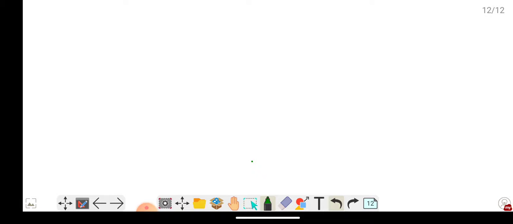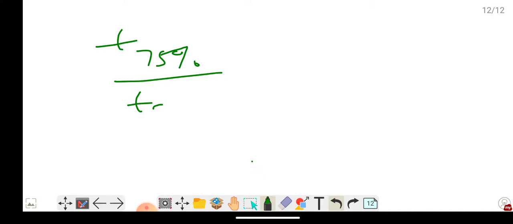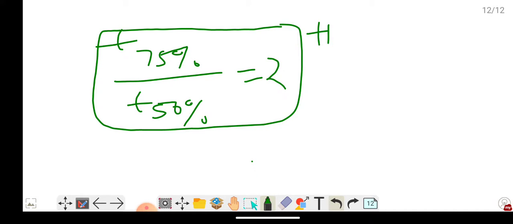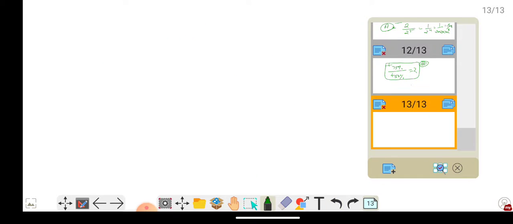Now, as we know that for a first order reaction, after calculating from the above formula, we have T 75% by T 50% is equal to 2. This relation is important for solving questions in examinations. Now let's deal with the graphical aspect of first order reaction.